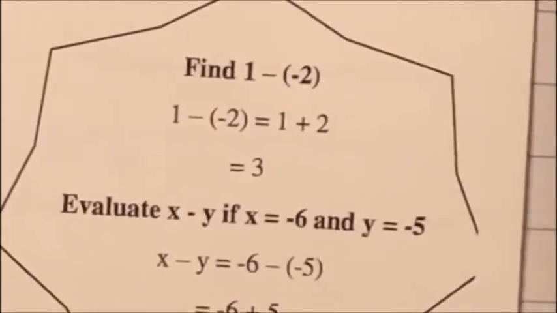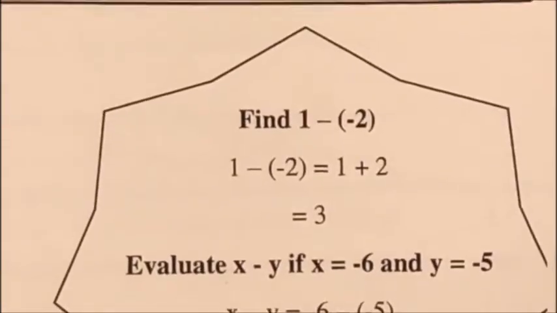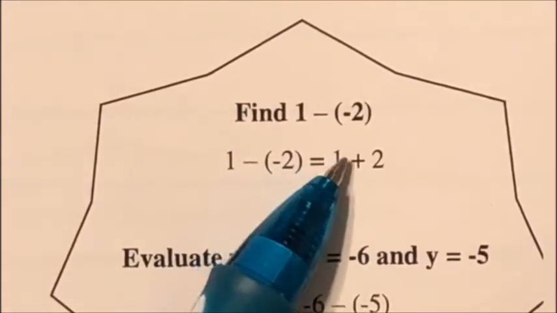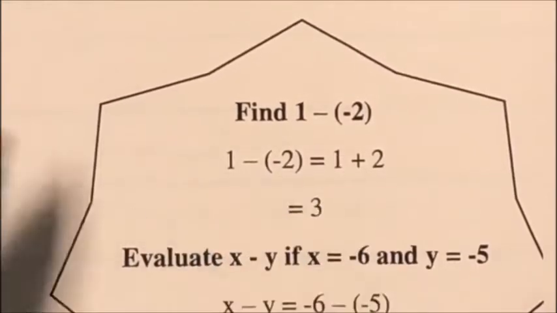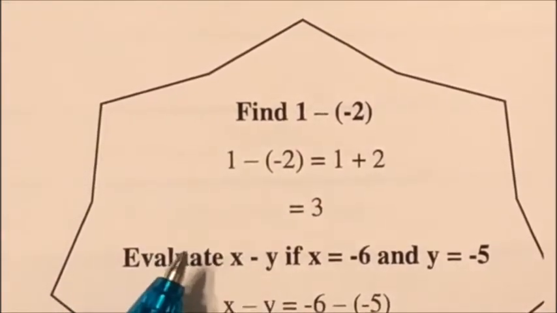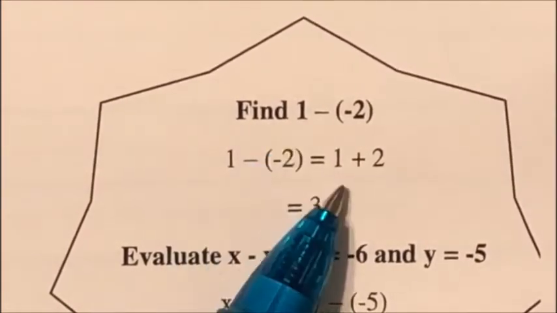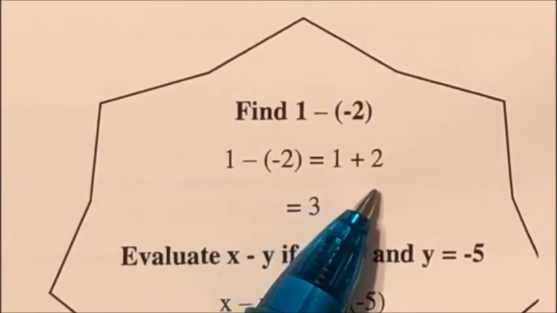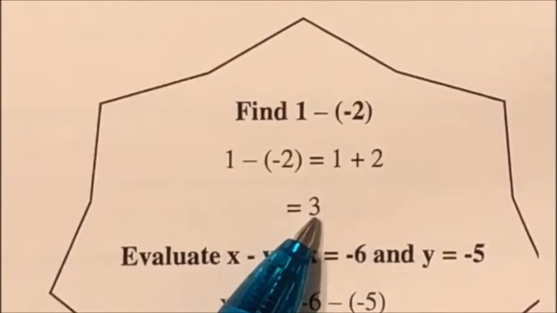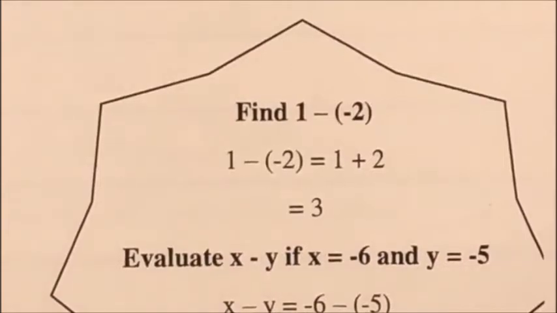Another example I have, find 1 minus negative 2. So I'm going to add its additive inverse. So this becomes 1 plus 2. 1 plus 2 is 3. They're the same sign, so I don't have to do anything. Both positive, so my answer is positive.